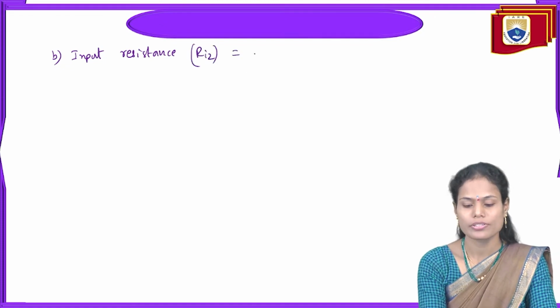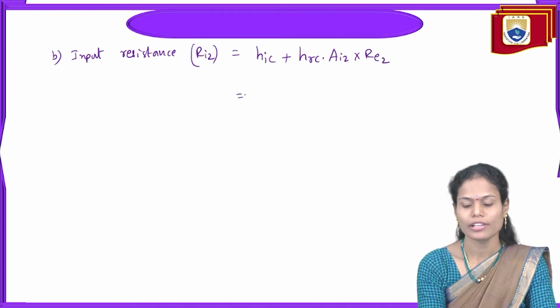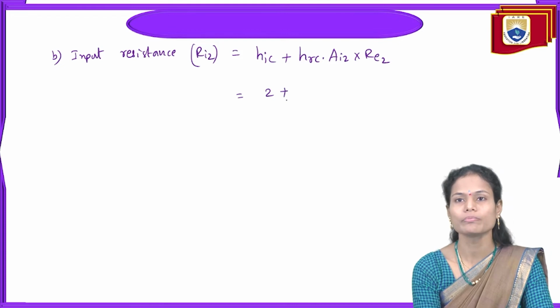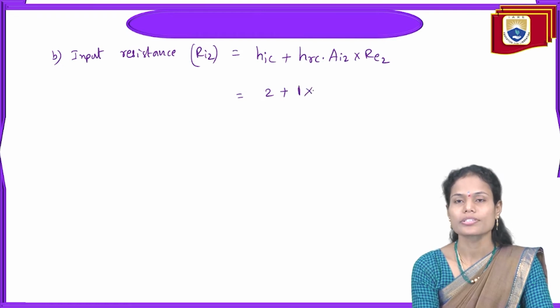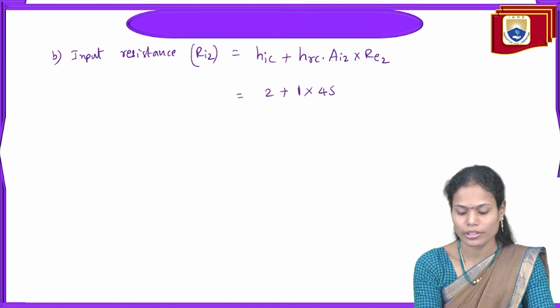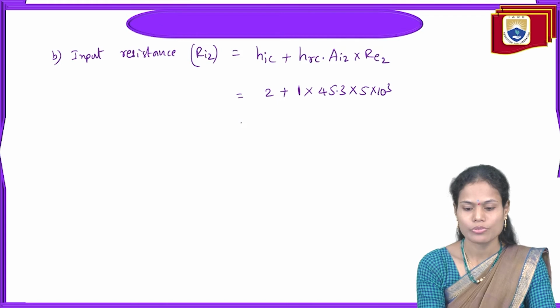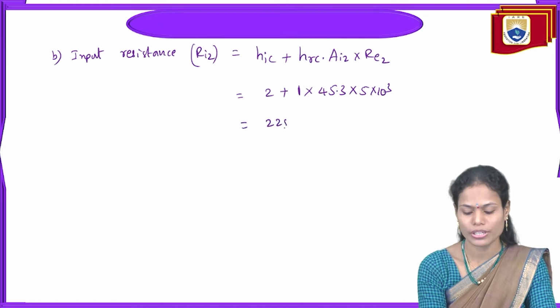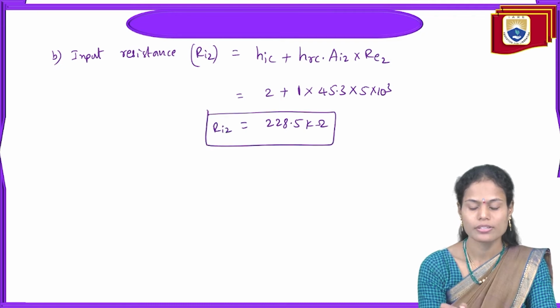The formula for this is HIC plus HRC into current gain of second stage into RE2 again. HIC value is given as 2 ohms, and HRC value is 1 here, into the current gain we just calculated, that is 45.3, into RE2 resistance, which is 5 kilo ohms. If we simplify it, we will get 228.5 kilo ohms. This is the input impedance of the second stage.